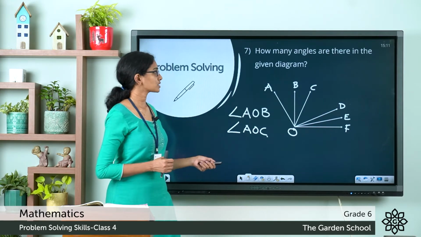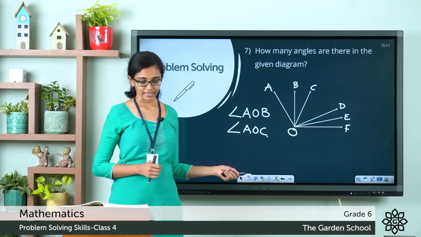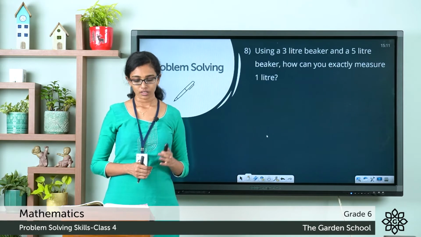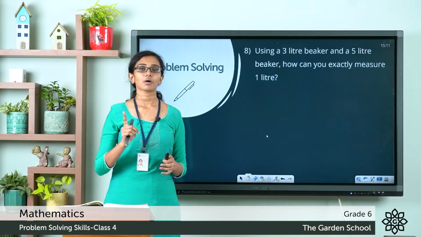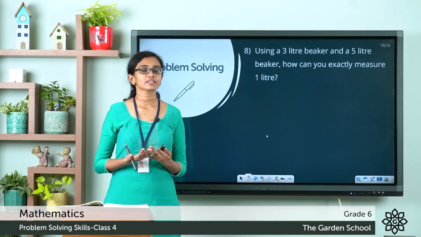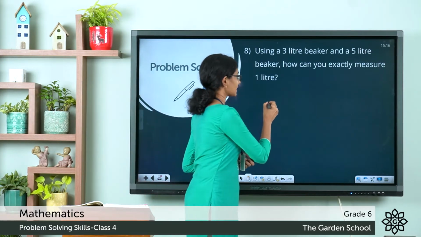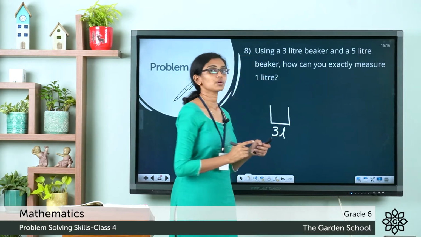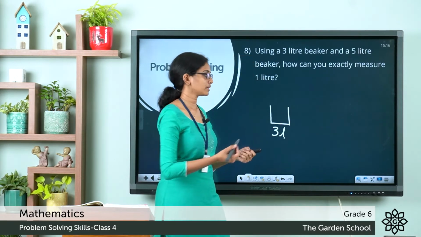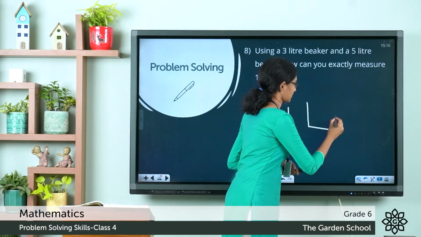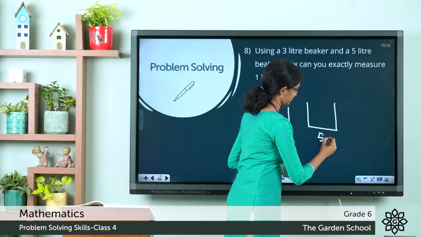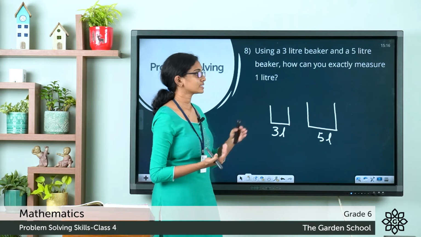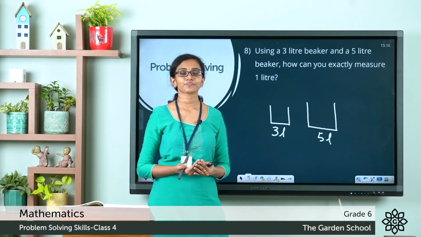Now, let's see the last question of the exercise. Question number 8. It says using a 3-liter beaker and a 5-liter beaker, how can you exactly measure 1 liter? So, what is being given in the question? We have a 3-liter beaker and we also have a 5-liter bigger beaker. Now, with these two beakers, we have to measure 1 liter exactly. How can we do that?